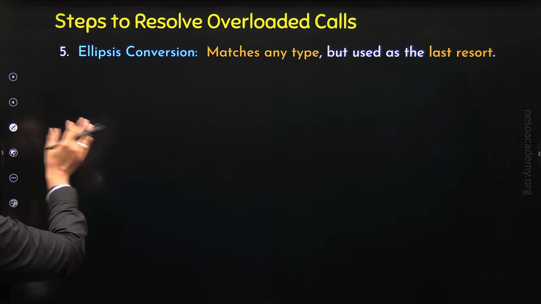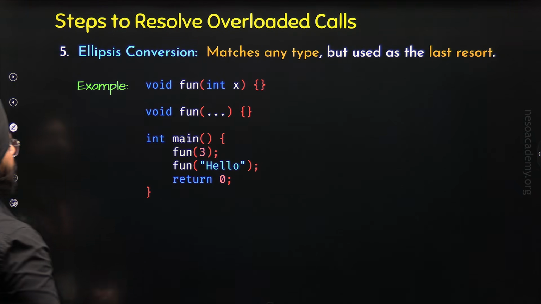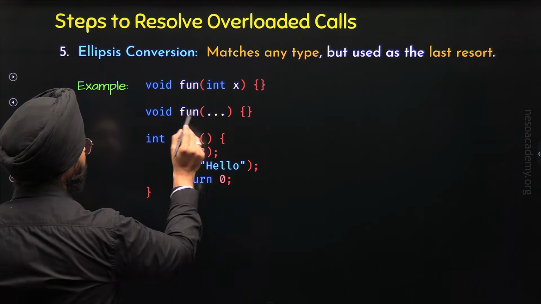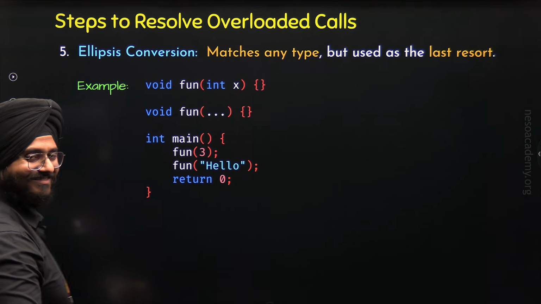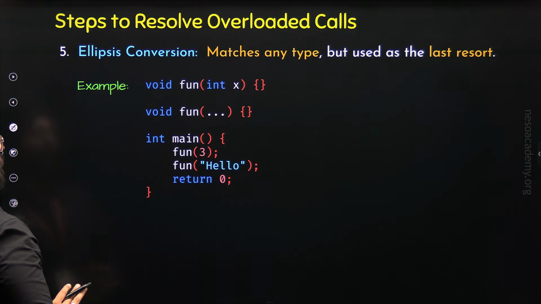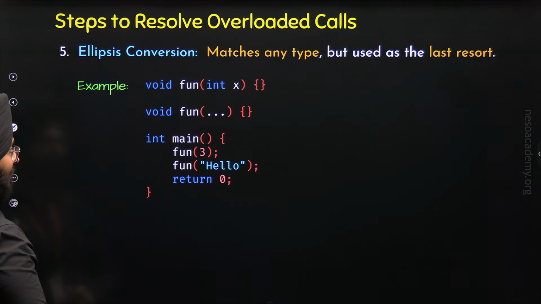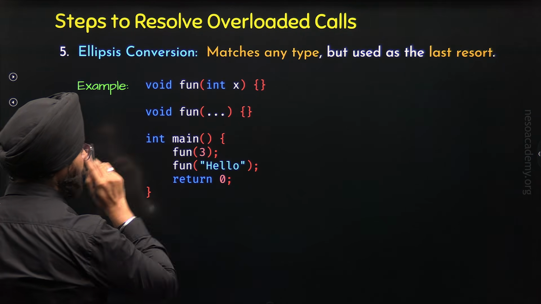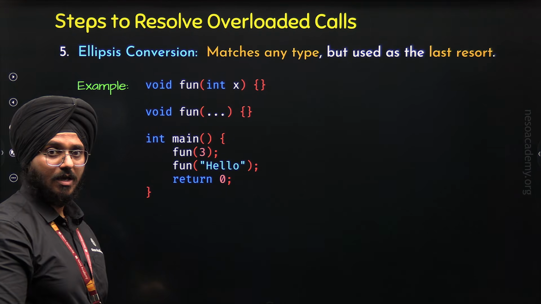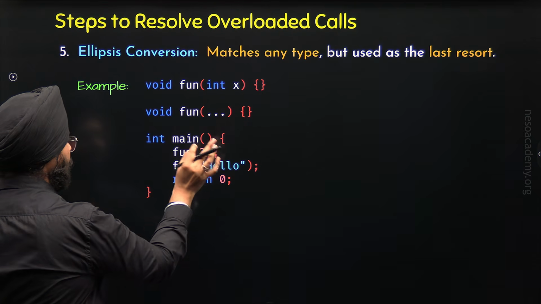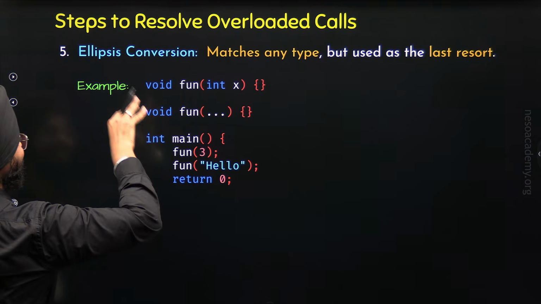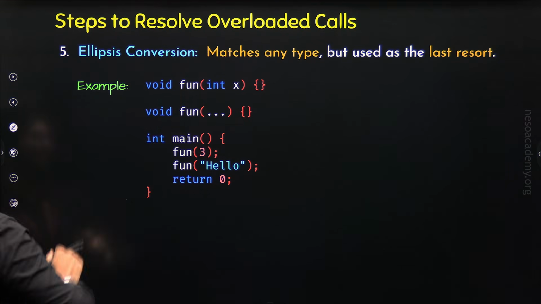Now let's take an example to understand this. Here in this example, we have defined these functions, and here you can observe that this function has been defined with ellipsis. This ellipsis can match with any type. Inside the main function, I am calling the fun function with value 3. Now here we can observe we have an integer value. We know that ellipses can match with this type. But the point is that ellipses conversion happens at the end as the last resort.